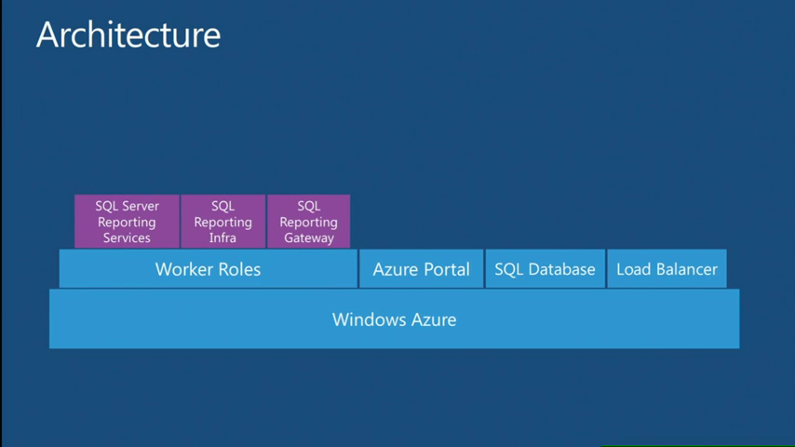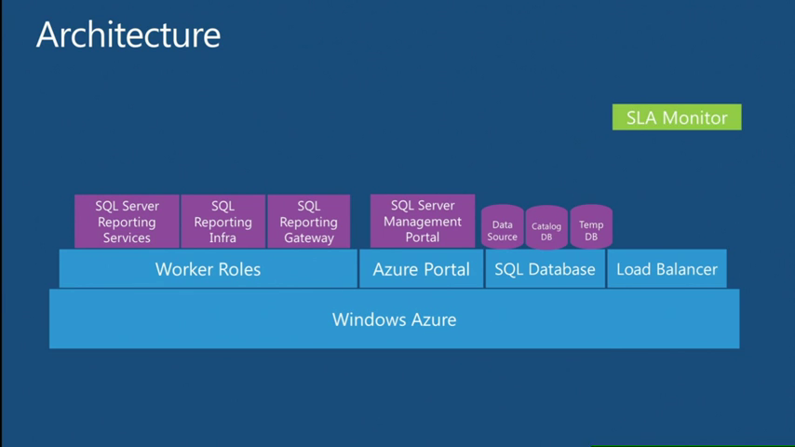So we run all this functionality using the worker roles on top of Windows Azure. Our portal is on top of the Azure portal, and we use the database for CatalogDB, TempDB. Now, another component in the architecture, which I mentioned before, is the SLA monitor. It's not running on Azure.